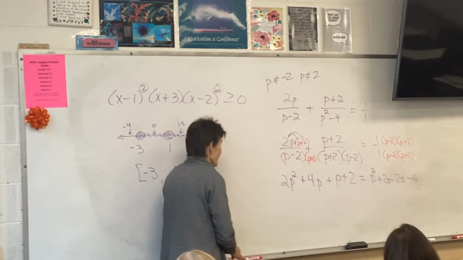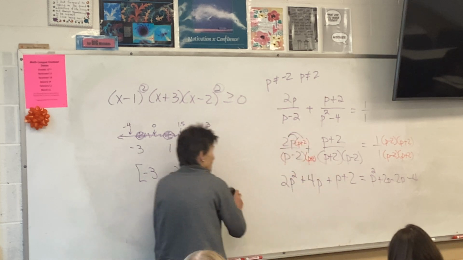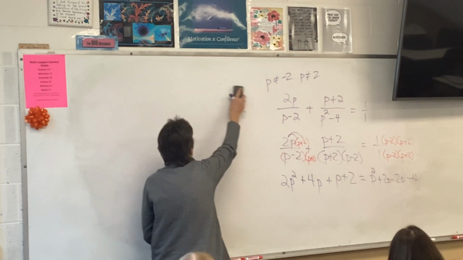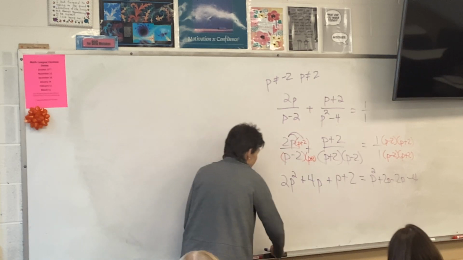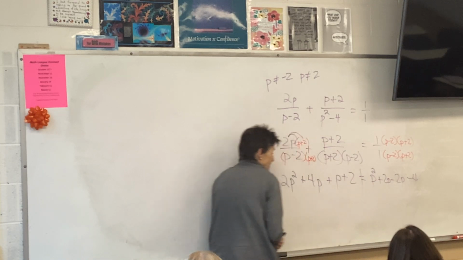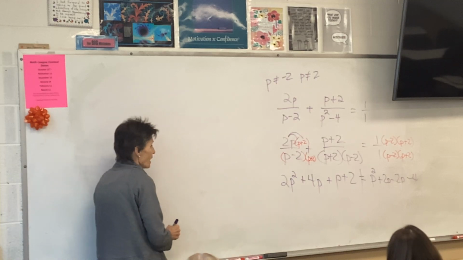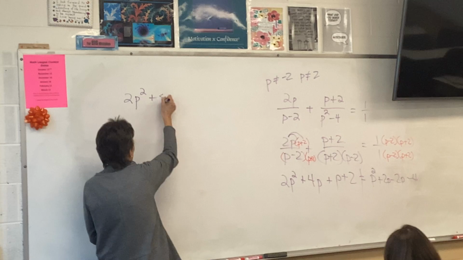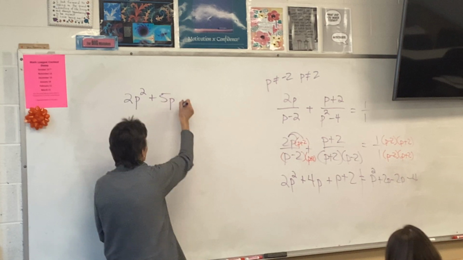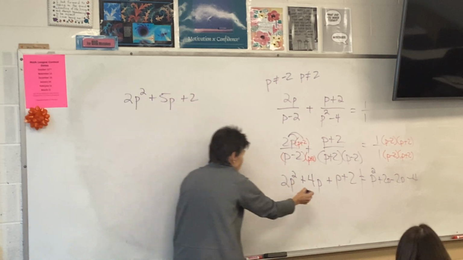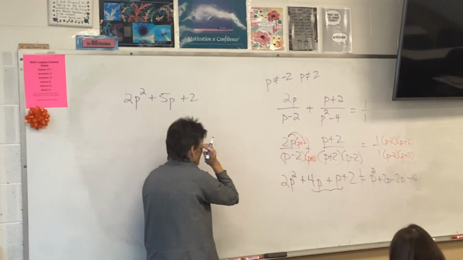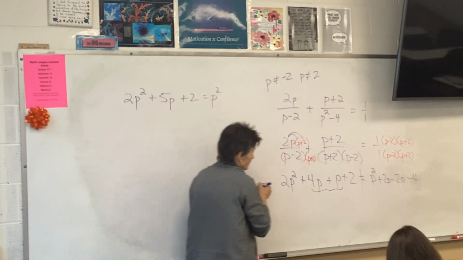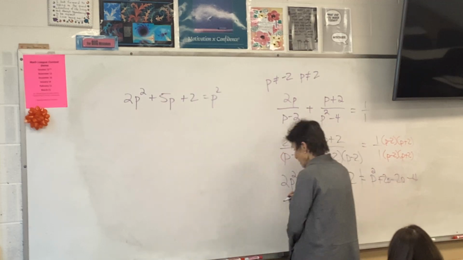Okay, now, what do I do next? Make it look nice, Jordan said. She means, let's clean up each side. So 2p squared plus 5p plus 2, because these two add together, equals p squared minus 4.